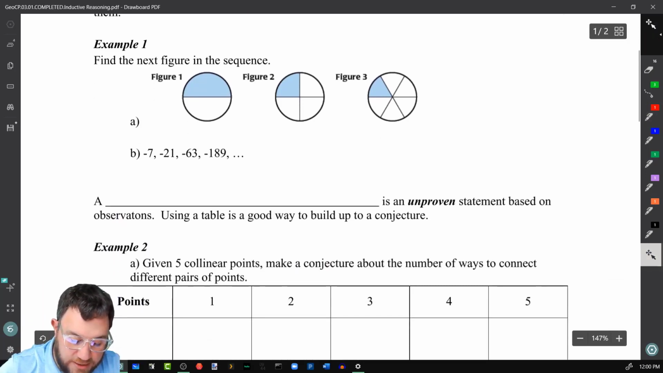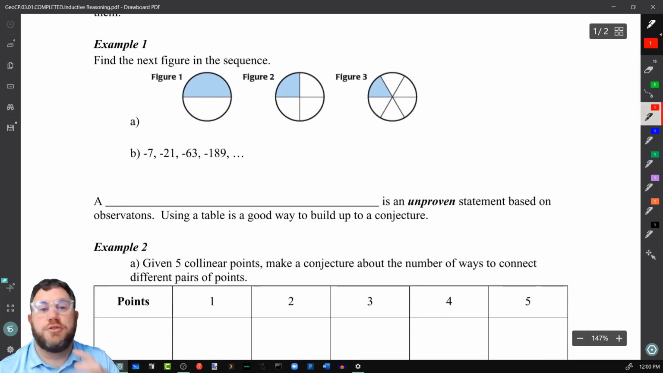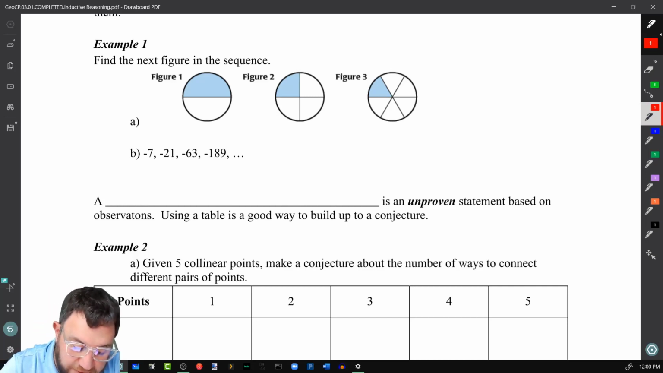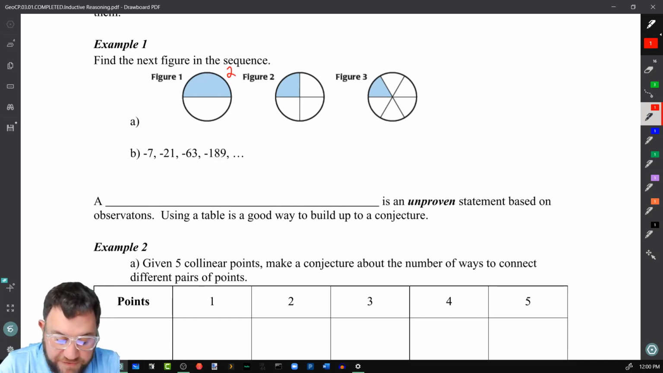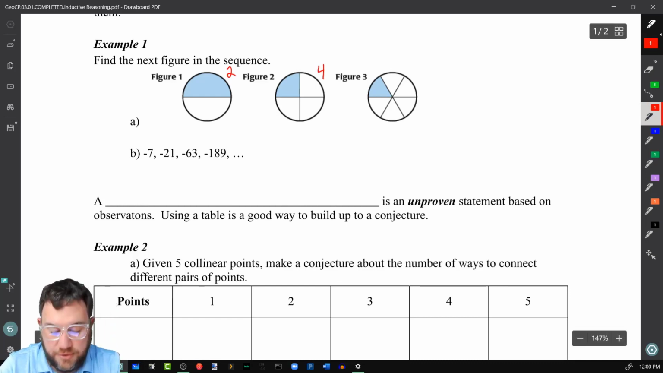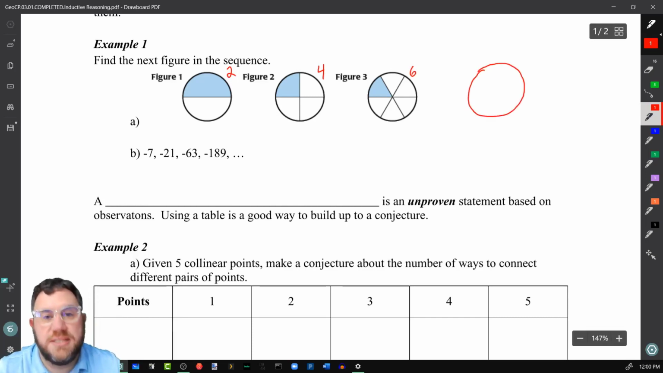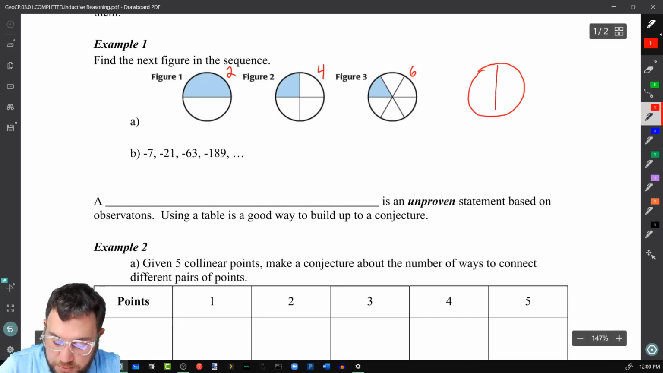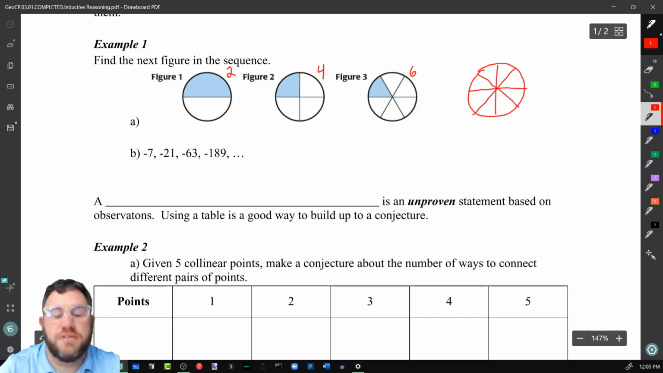So let's look at example 1, and we're just recognizing patterns and trying to use that to predict what will happen next. So for 1A, we want to find the next figure in this sequence. And you can see for figure 1, we've got 2 pieces. For figure 2, we've got 4 pieces. For figure 3, we've got 6 pieces. So for figure 4, how many pieces should we have? Well, we had 2, then 4, then 6. So we are most likely going to have 8 pieces for figure 4.